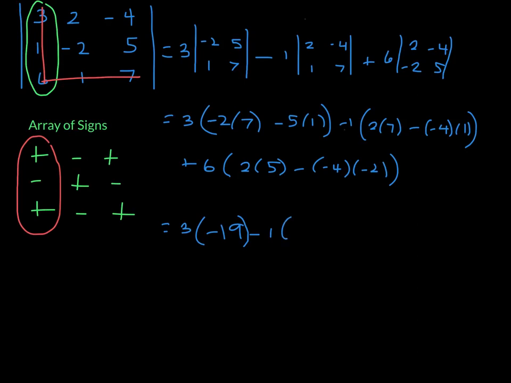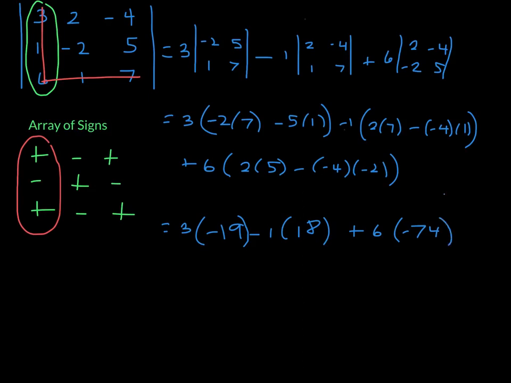Minus 1 times, what do we have here? 14, and then plus 4, so that's 18. And then we have plus 6 times, what do we have here? 10 minus, what is this? 84. 10 minus 84, so negative 74. Okay, like that.